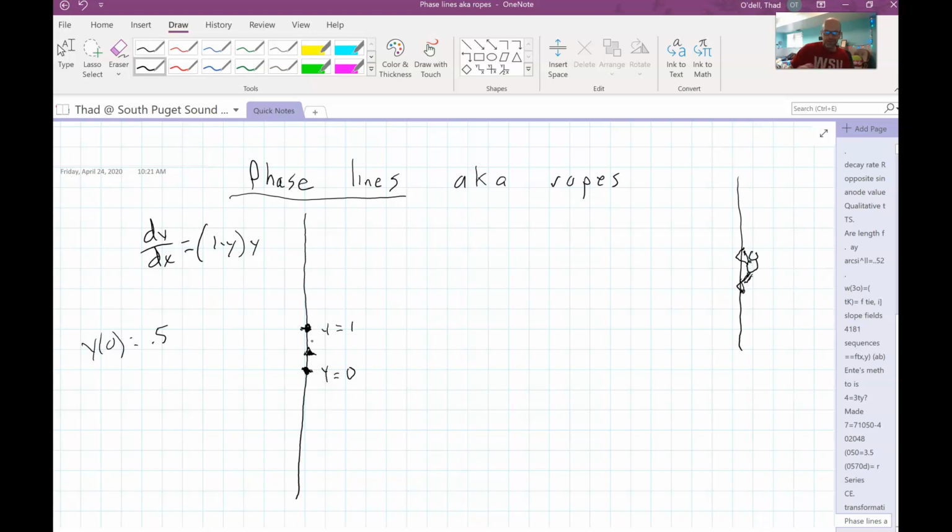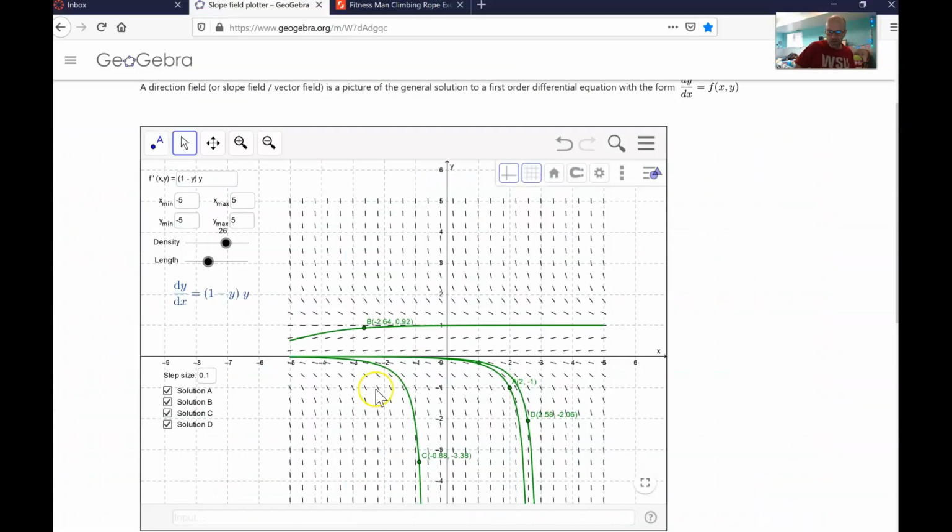Now, what if he starts above y equals 1? Let's go back and look at the slope field again. You can see that for anything above y equals 1, the slopes are negative.